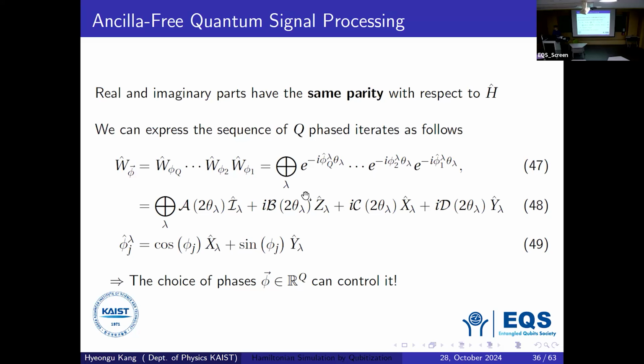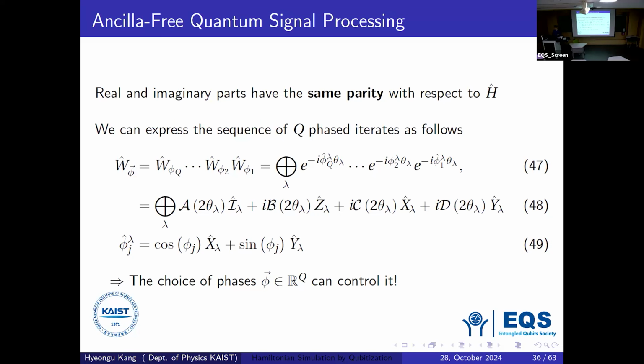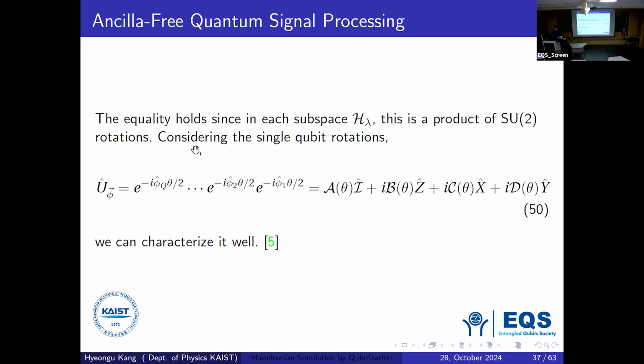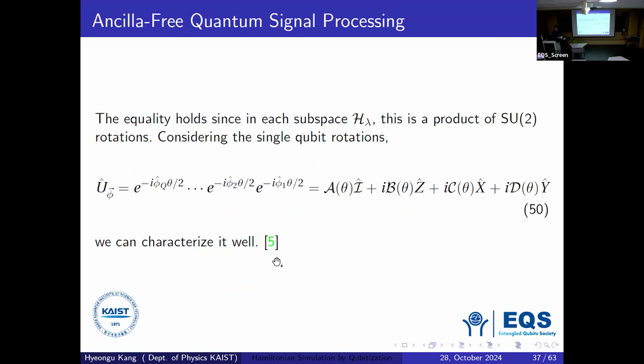Similar to this manner, we can express these as linear combinations of the Pauli matrices in the lambda subspace. This gives a not very intuitive relation between the two, but we can figure out that the choice of phases can control this. This whole thing, in each subspace, is a product of SU(2) rotations. If we consider the single qubit rotations, it is written like this, and this can be characterized well. Further details are in the references.